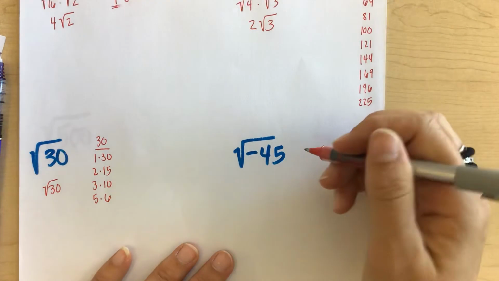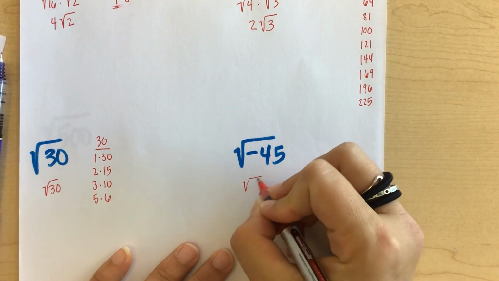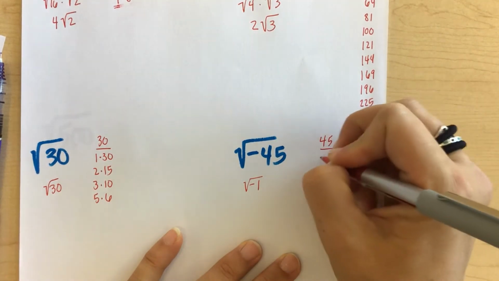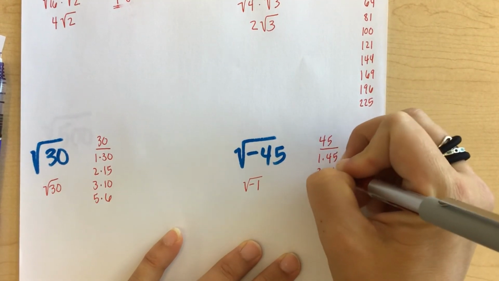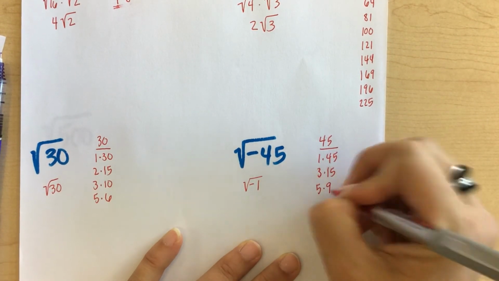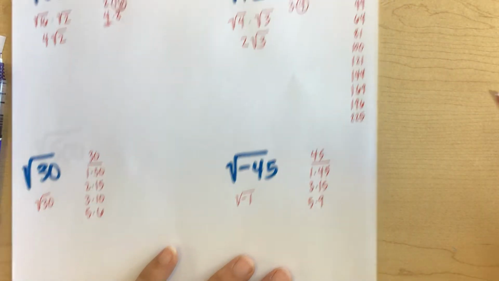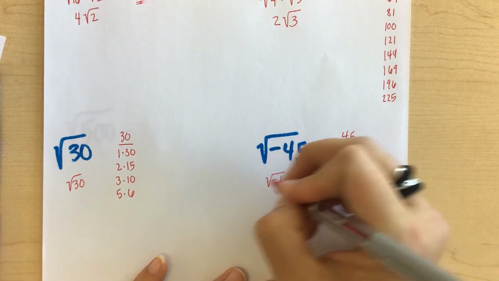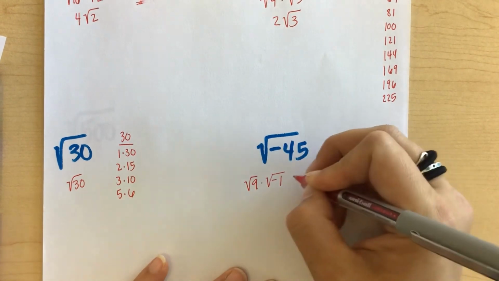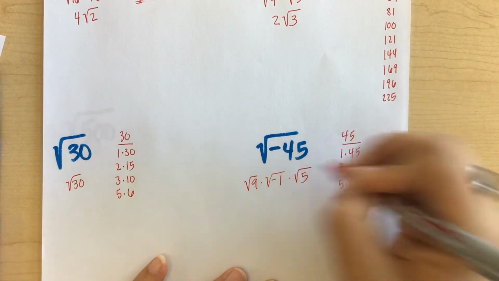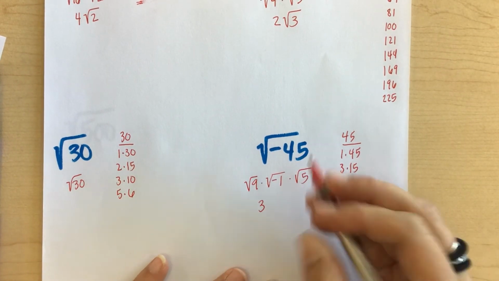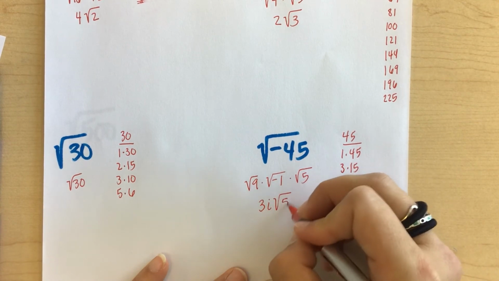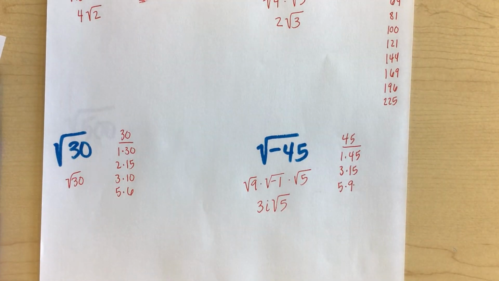Okay? For negative 45, I automatically put down a negative 1 underneath the radical. Then I just deal with 45. I write down all my factors of 45. The biggest number that is also on my list of perfect squares would be 9. So I have the square root of 9 times the square root of negative 1 times the square root of 5. The square root of 9 is 3. By definition, the square root of negative 1 is i. And then 5 is not a perfect square, so I just leave it under the radical. Okay?